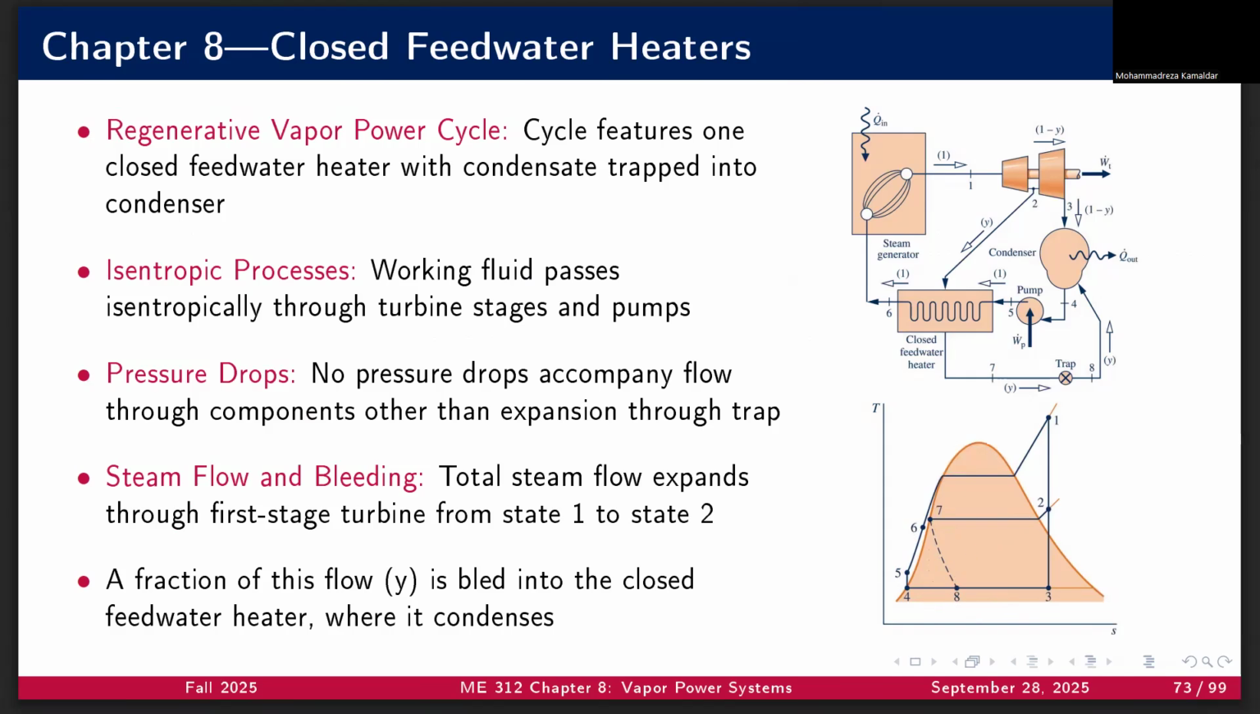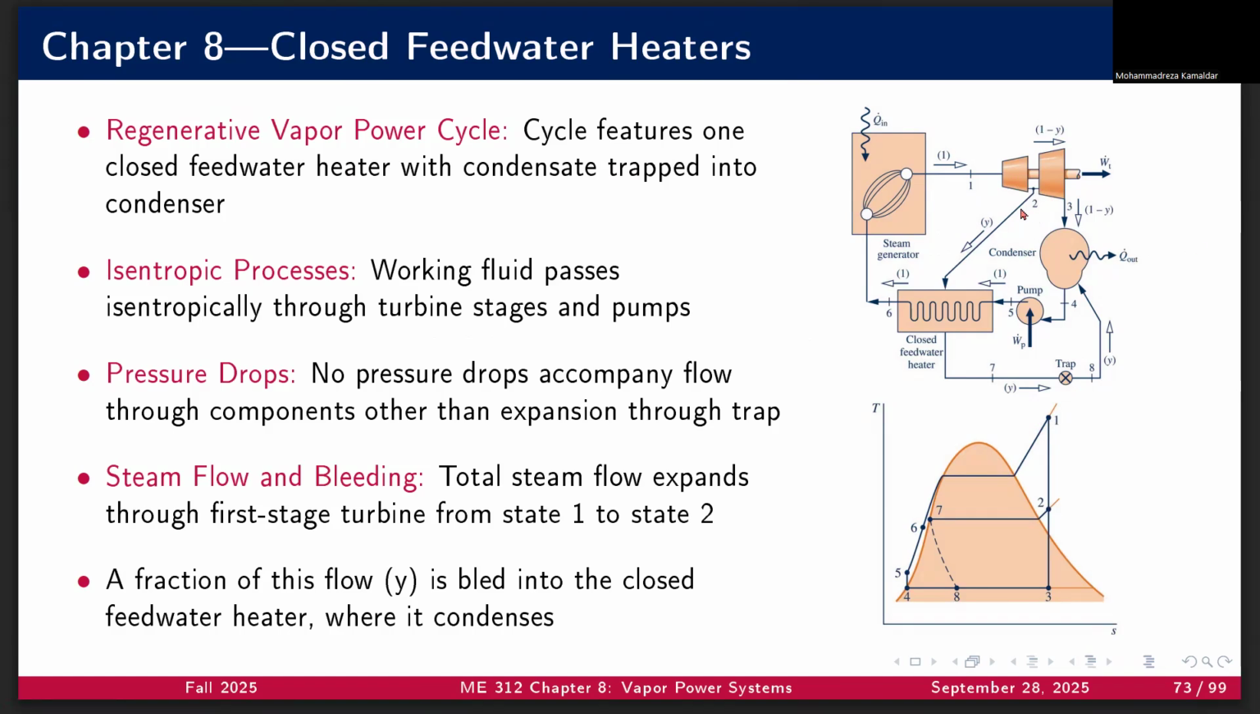Now let's trace the flow path. Turbine inlet, state 1. The cycle begins with the total mass flow rate of 1, or m dot, which we denote as this 1 in parentheses. Exiting the steam generator as superheated or sometimes saturated vapor at its highest temperature and pressure. Here, as you see, state 1 is superheated vapor. And then we have the first turbine stage, which is state 1 to 2.